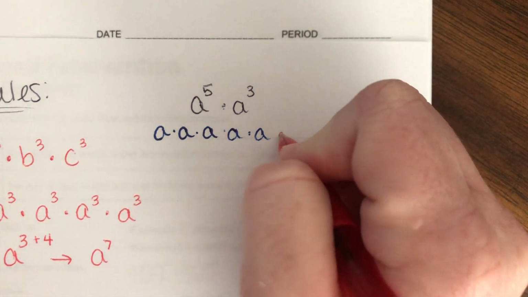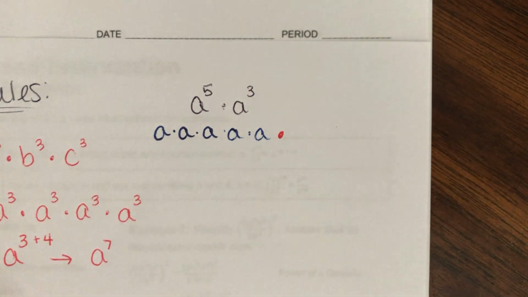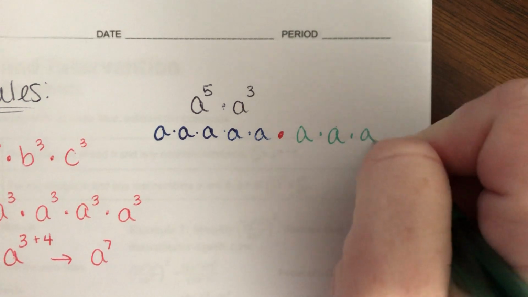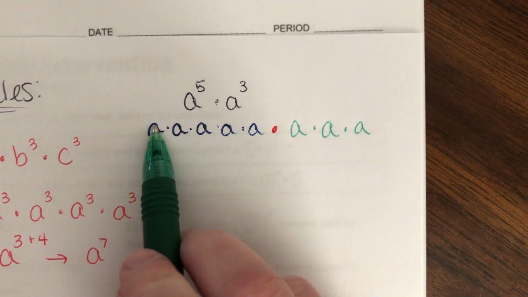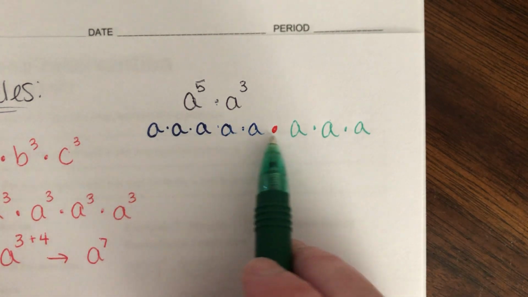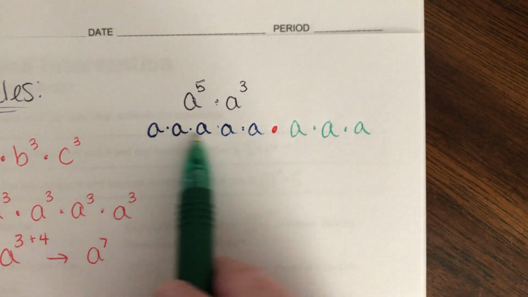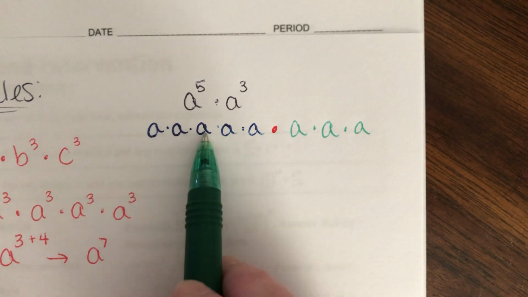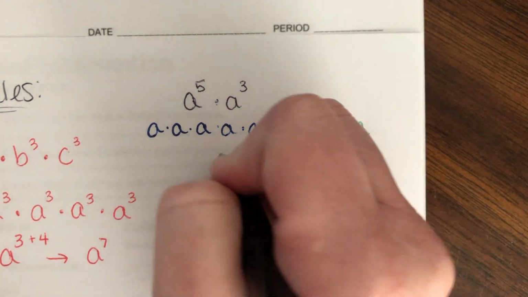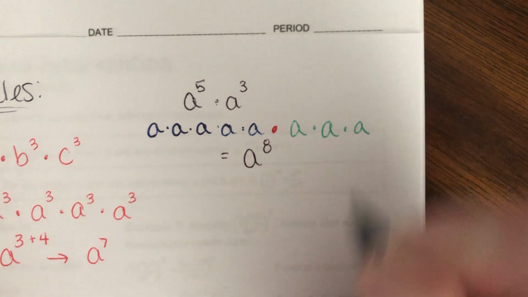Times a to the 3rd, which I'll do in green here. 1, 2, 3. So this times this looks like this. Well, how many times am I multiplying a now? 1, 2, 3, 4, 5, 6, 7, 8. So the answer here is a to the 8th power.